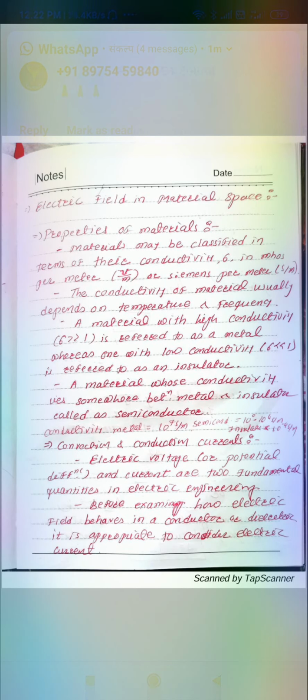Dear students, here we are going to discuss the electric field in material space. First of all, we know that there are different types of material. The materials are metal, semiconductor and insulator. Insulator is also said to be non-metal.